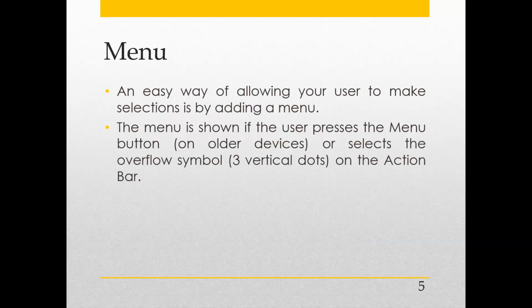Menu. A menu is an easy way of allowing the user to make selections. The menu is shown if the user presses the menu button, that is in the older devices, or selects the overflow symbol, the 3 vertical dots on the action bar.